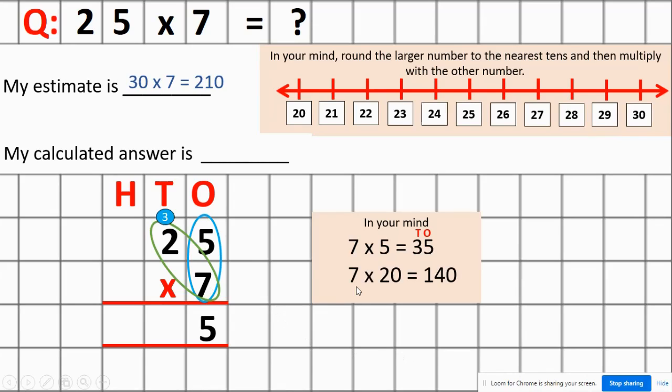So what do we get? It is nothing but 7 times 20. So my answer is 140, which is a 3-digit number. So again, the digit in the hundreds place should go in the hundreds place. The digit in the tens place should go in the tens place. And the digit in the ones place should go in the ones place.